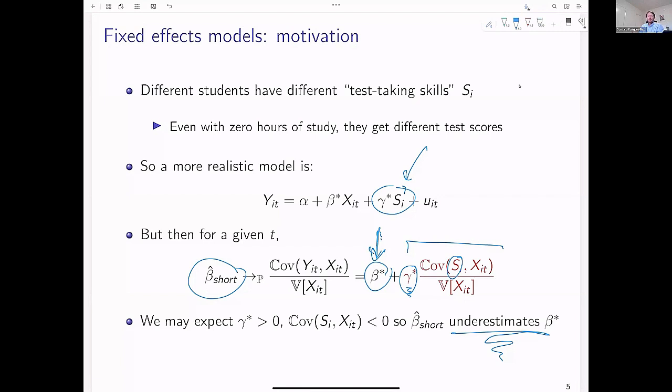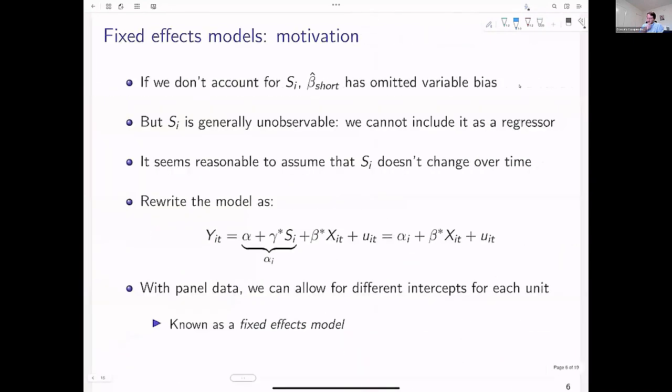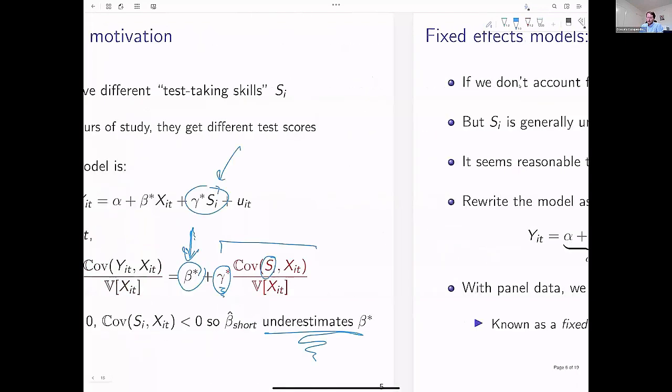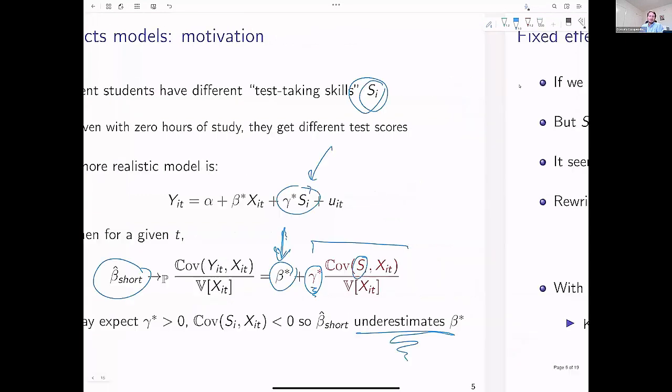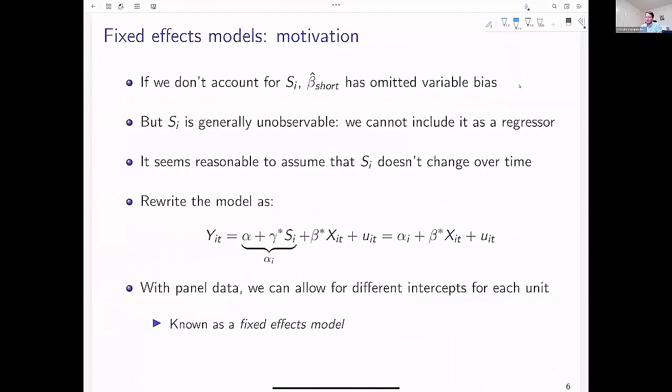Now, what do we do about this? Can we do something in practice to fix this problem? Well, in some cases, this could be super easy to solve. If we could actually measure test-taking skills for each student, we could just control for that in the regression and run the regression of the outcome on hours of study and this measure of test-taking skills. Okay, that would be great. That would be the easy solution. The problem is that in most cases, this variable will be unobservable.